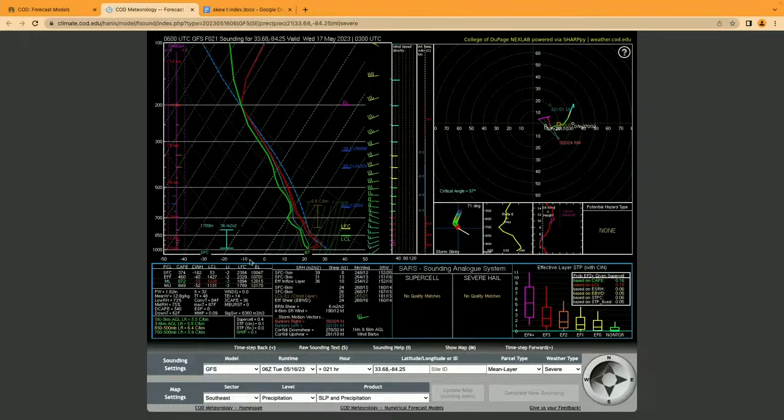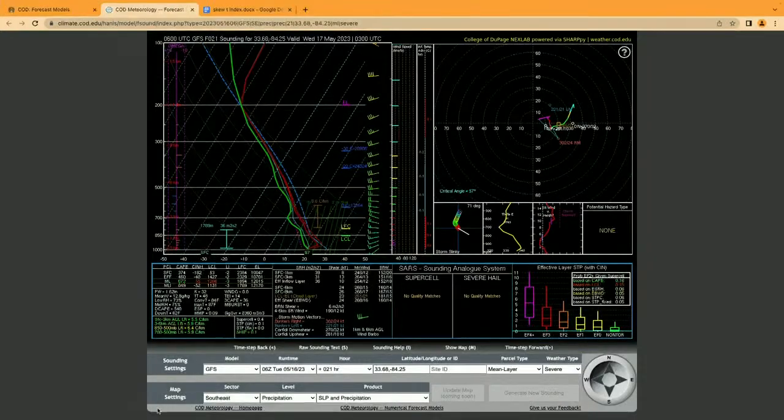So down at the bottom is the temperature, from 0 to 10 degrees Celsius, 20 degrees Celsius, and then on the left-hand side is the level of the atmosphere. 1,000 millibars is the surface, 850 millibars is about 5,000 feet, 700 millibars, and so on and so forth. The red and green lines you see are the temperature and the dew point temperature at different levels of the atmosphere. And then right here on the right side is the wind speed and direction.